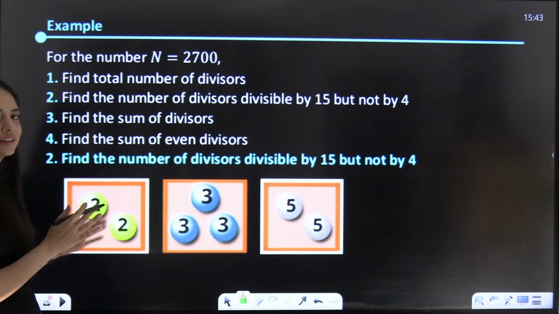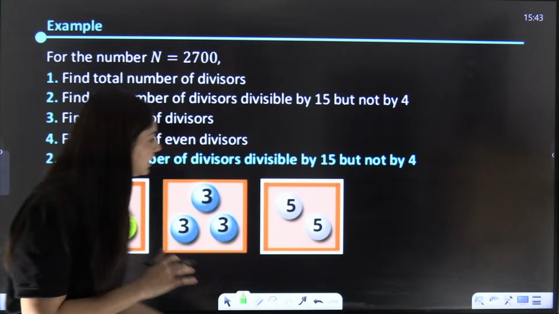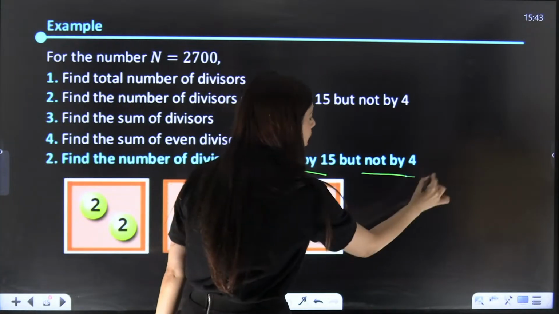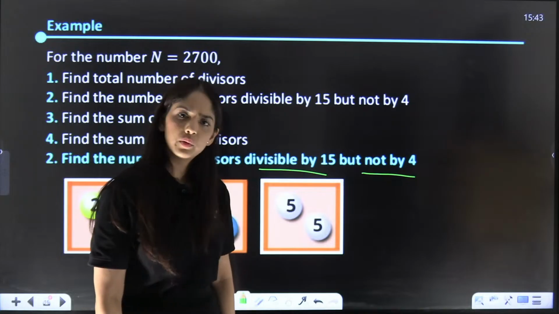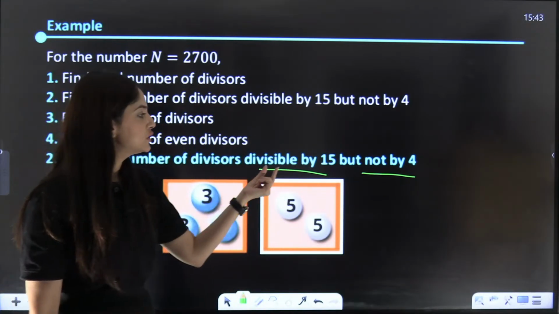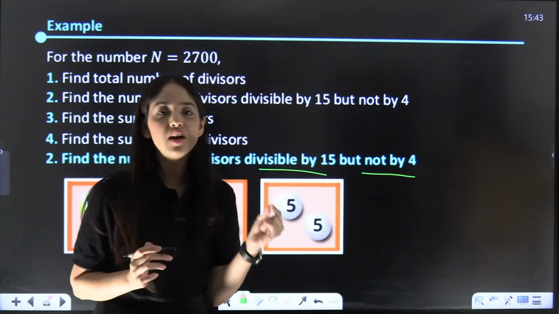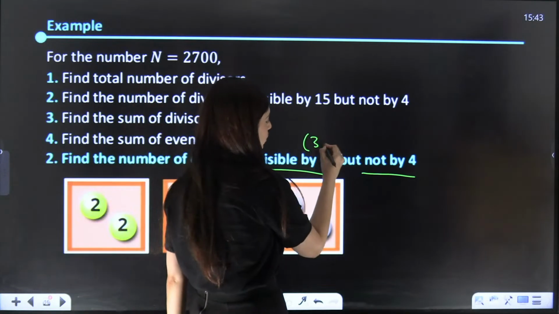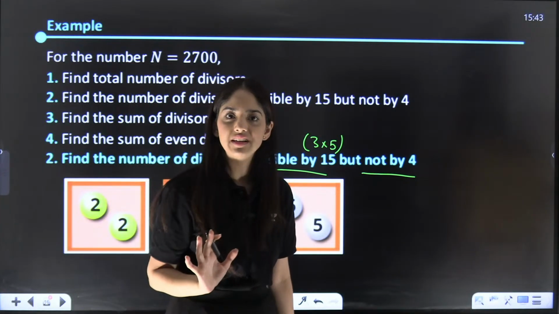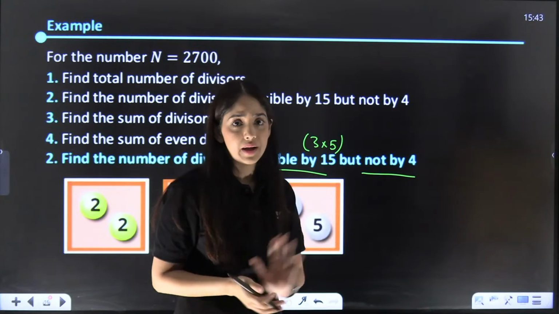Now let's take a look at the next problem. We applied a condition to our problem. Total number of divisors that are divisible by 15 but not by 4. What are we doing in that case? We are making sure that at least 15 is there. At least 1 3 and 1 5. 15 is what? 3 into 5. So at least 1 3 and 1 5 should be there in our divisors. Then we are making sure that it is divisible by 15.